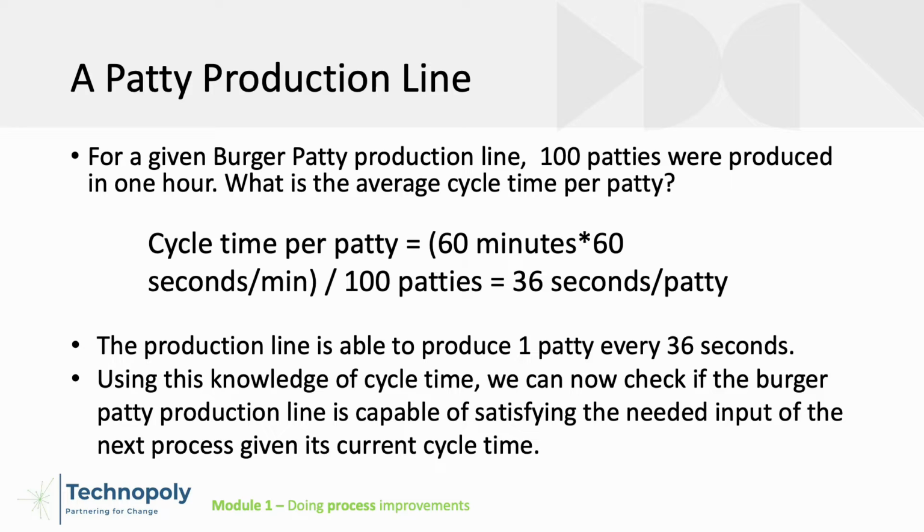Let's say that for a given burger patty production line, you are able to produce 100 patties in 1 hour. What would be the average cycle time per patty? Using the formula of a process where we are able to produce many in a given time, we can simply compute for the cycle time by getting the total number of minutes in 1 hour, which is 60, converting it to seconds, and dividing by the total number of patties, which is 100, giving us 36 seconds per patty. This means that if I were to stand at the end of this burger patty line, every 36 seconds, a patty would come out.